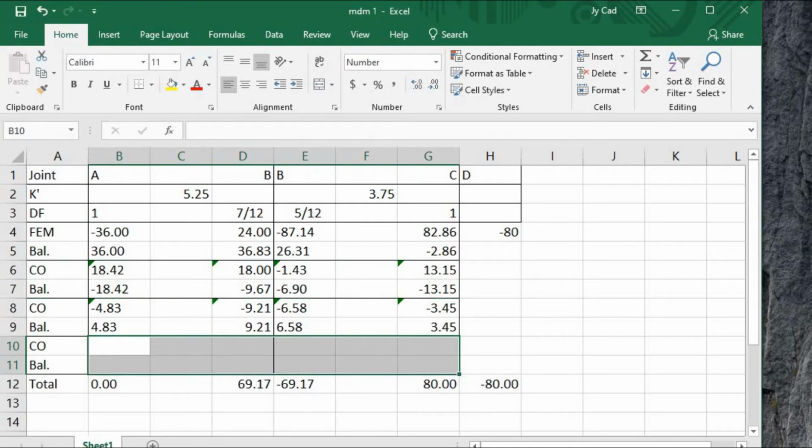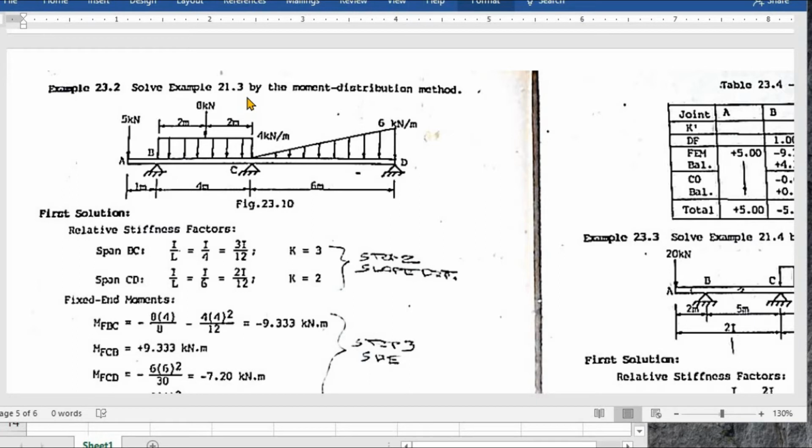Okay guys, so that's it. Now let us proceed to the next problem. For 23.2, this time, yung cantilever moment mo nandito sa left end. Okay? So, first step is relative stiffness factor. For BC, you have K is equal to 3, and then CD, your K is equal to 2. And then another next step is fixed end moments. This is the same as step 3.